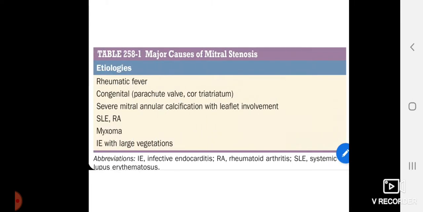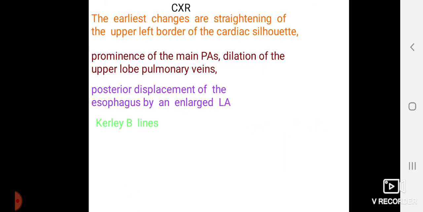So in this you will see about the major causes of mitral stenosis: rheumatic fever, congenital causes, that is parachute valve or cor triatriatum, severe mitral annular calcification with leaflet involvement, SLE, rheumatoid arthritis, myxoma, and infective endocarditis with large vegetations.